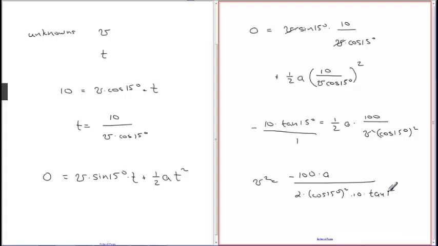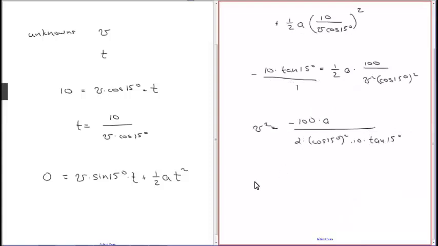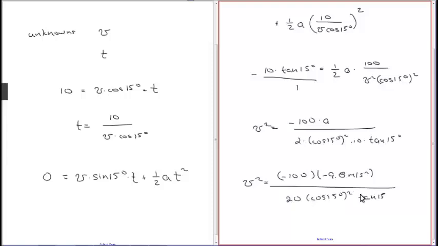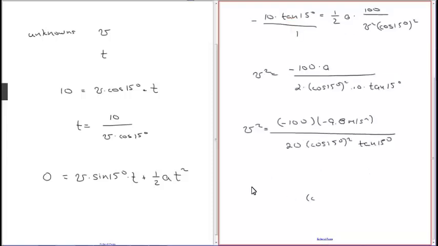So let's now plug in the acceleration. We have negative 100 times negative 9.8 meters per second squared divided by 2 times 10 is 20, cosine of 15 degrees squared times the tangent of 15 degrees. There's other ways that you can manipulate these if you wanted to, but that's what I'm doing. Let's just plug that into the calculator. Hopefully we get the right answer. Didn't make a mistake. Easy to make mistakes.